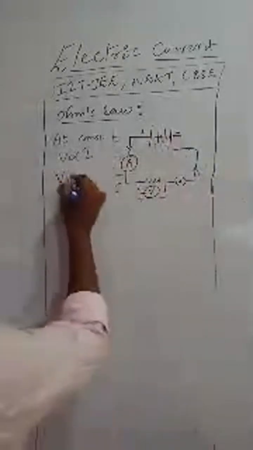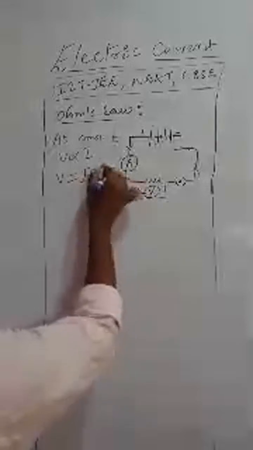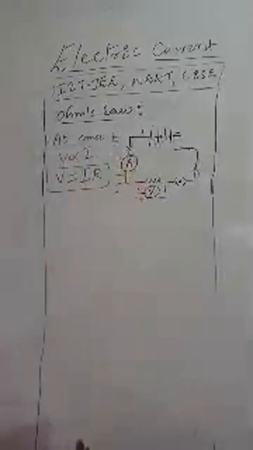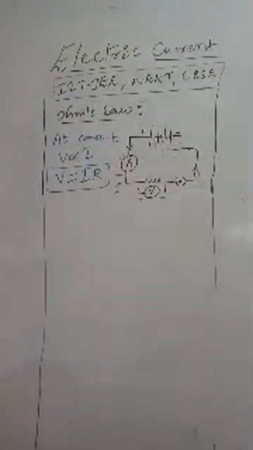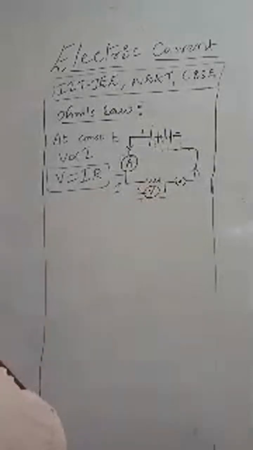How much current is flowing through it? That is directly proportional to the current flowing through it. V is directly proportional to I. V equal to IR. So clear? Understood? V is directly proportional to I, V equal to IR. Clear? That is about this statement.